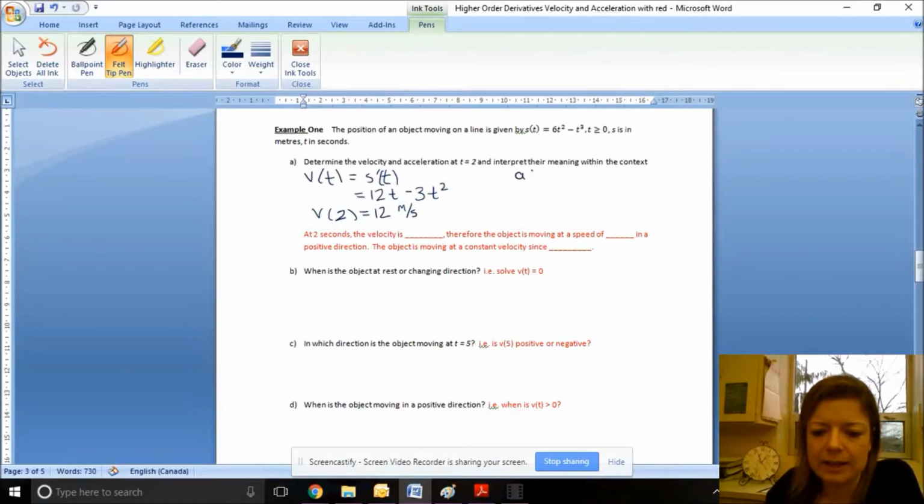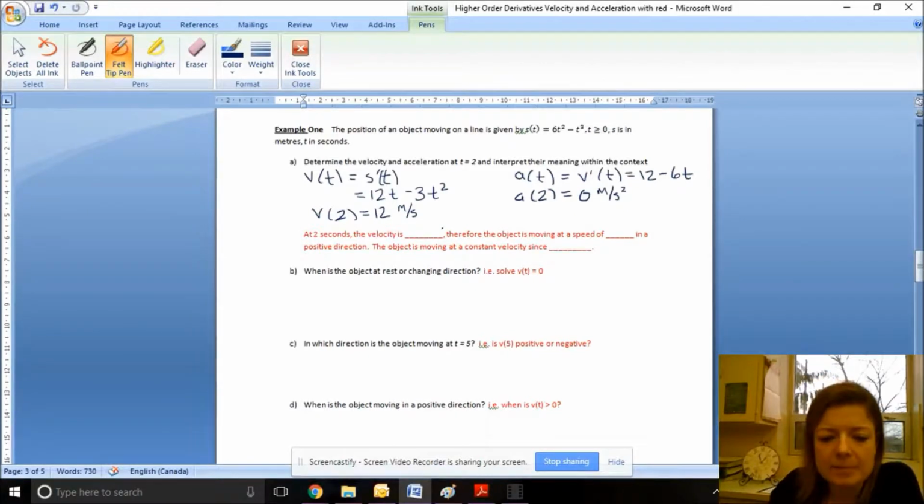Then we look at acceleration. Remember, acceleration is just the derivative of velocity. In this case, it would be 12 minus 6t. So acceleration at 2 is just 12 minus 12, so it's 0 meters per second squared. Okay, so what does this mean?